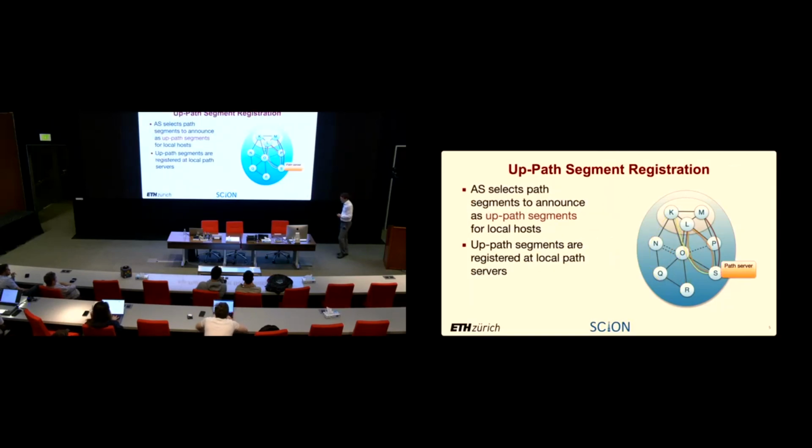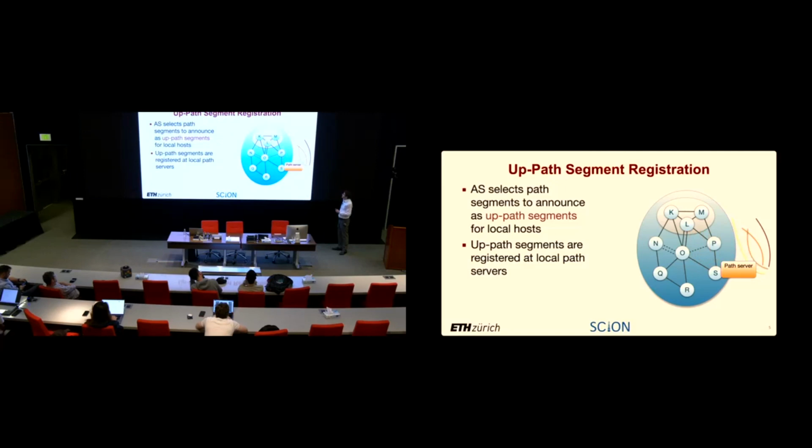In the next step, there's a path server infrastructure. So each autonomous system will need one of these path servers. You can imagine these being similar to DNS servers, but they essentially store path information. So locally, this local path server stores the path segments to reach the core ASs.